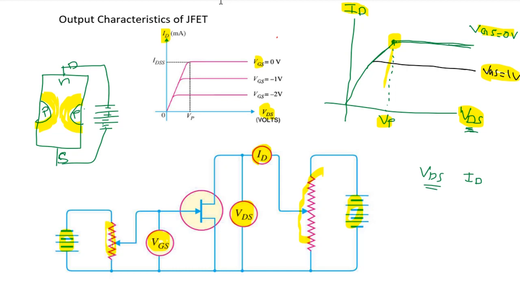In order to plot this diagram, we have to change VDS in steps. So to change VDS, we have to use a rheostat, and also in order to plot a family of curves, suppose in this curve we need 3 VGS voltages. We have to set the VGS at 0 volt, at -1 volt, and at -2 volt. Now in order to set this VGS, we are using this rheostat. The circuit diagram for the output characteristics is very simple.